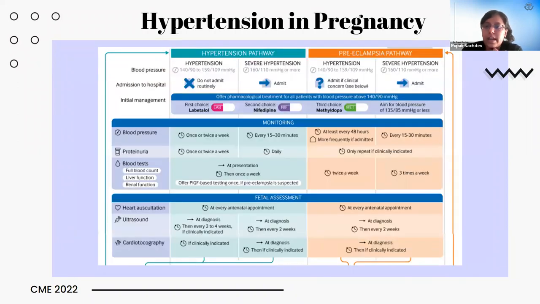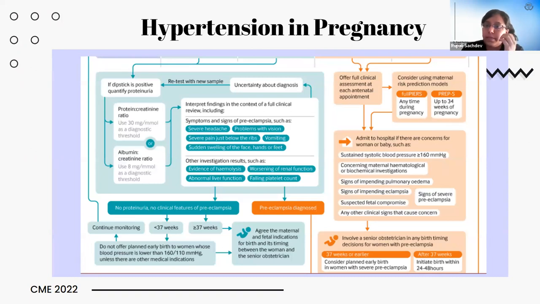Okay. In preeclampsia, it's somewhat similar. The assessment remains the same, only with more frequent assessment. So if you're doing the blood pressure, you're checking it every 48 hours. Or if there's severe hypertension, you're checking it every 15 to 30 minutes. You're doing blood tests more frequently.